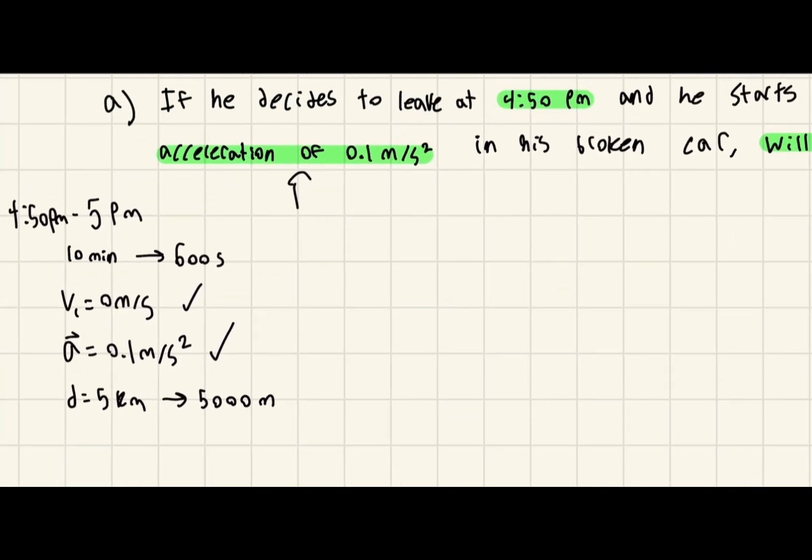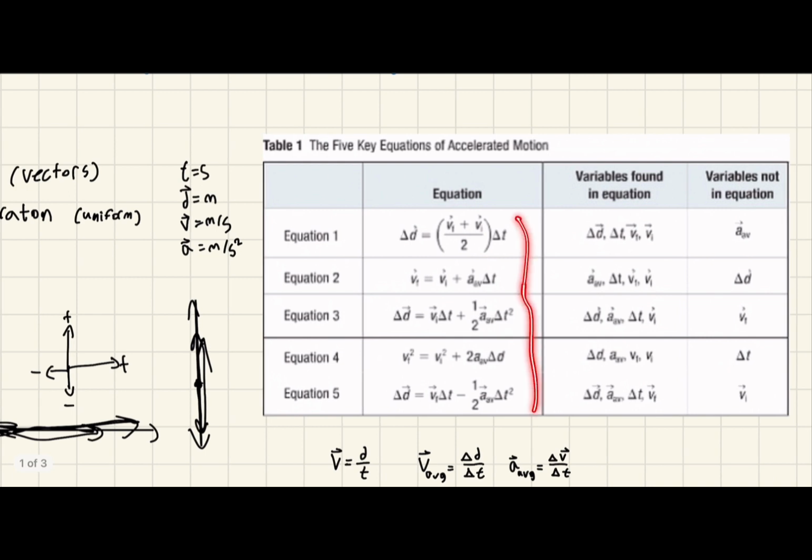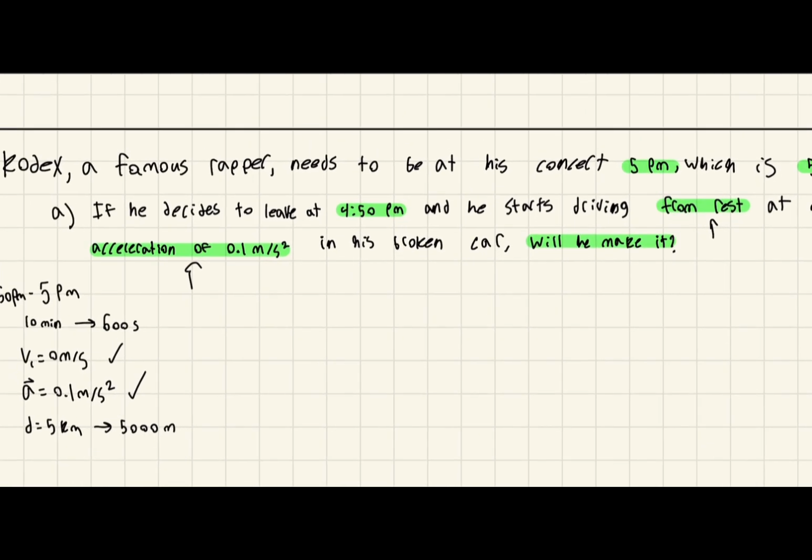So now we have our 4 variables. But this is weird because these equations only include 4 variables. So what exactly are we solving for here? Now we take note of the question. It's asking, will he make it? So that means, in this time traveled with these conditions, will his time be less than 600 seconds? So now we need an equation that has V1, acceleration, displacement, and time.